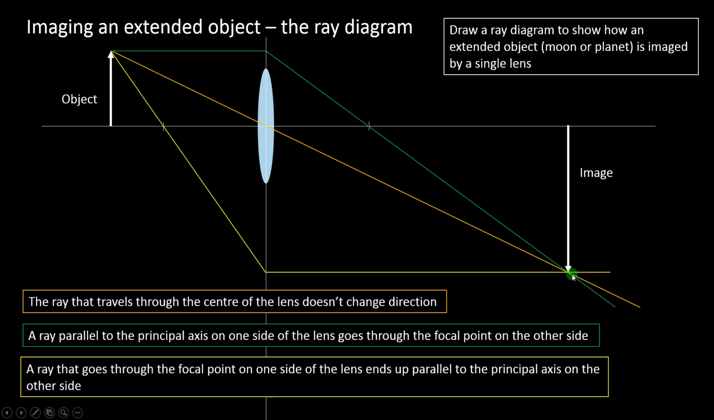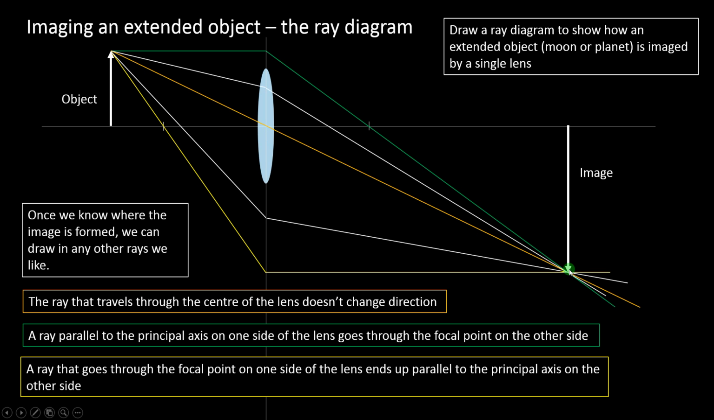Once you've done that, if you wanted to, you could draw any other ray that hits the lens and goes to form that image. So we know, for example, that this top ray, even though there's no rule to deal with that, if the other three rays all meet at the image point, this one must do as well, otherwise we wouldn't be producing an image. Okay, so that's the diagram for producing an image of an extended object, one where you have to draw an arrow, from a single lens.